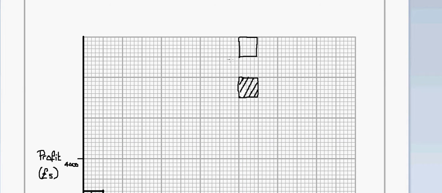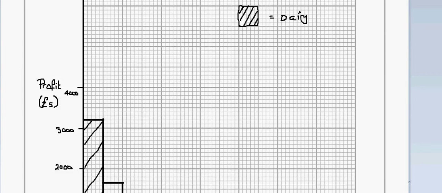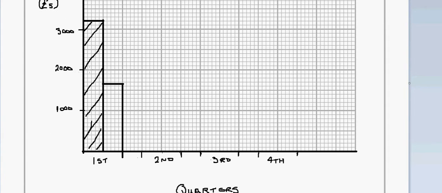So we can say this equals dairy, and we can say that the unshaded one is livestock. Okay, so now the manager, if he's looking at the graph, can see that this area here that's shaded is dairy and that this is livestock. Okay, so now what we need to do is put in the rest.